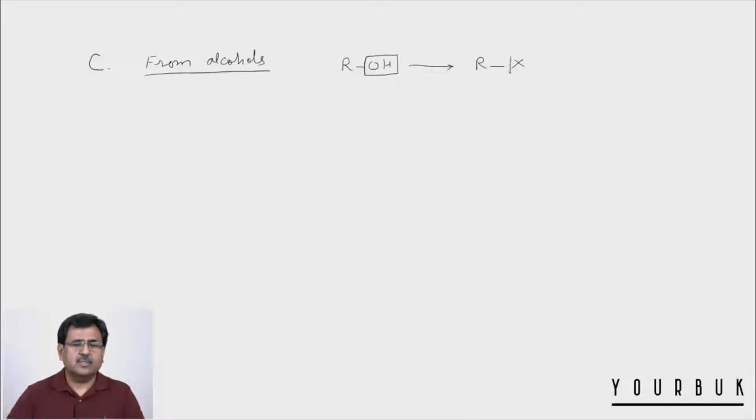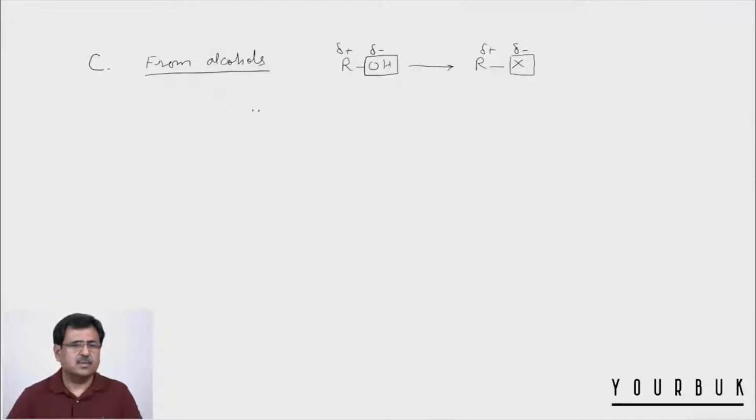So if you look at this reaction, we are replacing the negatively charged OH group of alcohol by negatively charged X. This reaction is called displacement reaction. This reaction is called substitution reaction. But since we are replacing the electron rich group by another electron rich group, this is called nucleophilic substitution reaction.